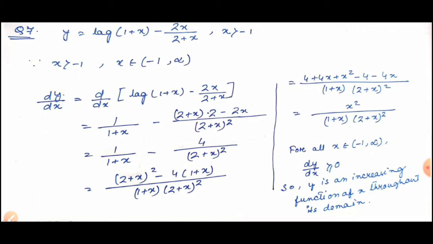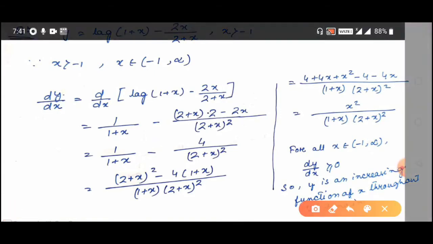So first of all we have to find the derivative of the function. So dy by dx is equal to d by dx of log(1 plus x) minus 2x by (2 plus x). You know how to find the derivative of this kind of function. So the derivative will become like this. Now from here we will get x square by (1 plus x) into (2 plus x) whole square.